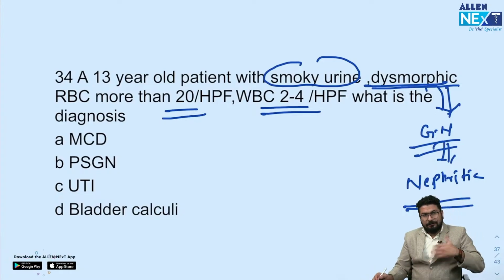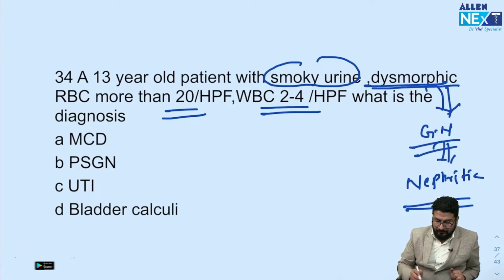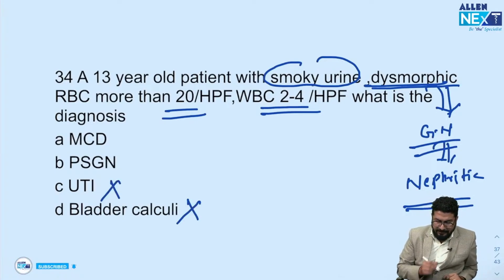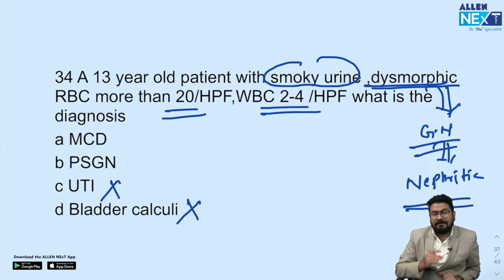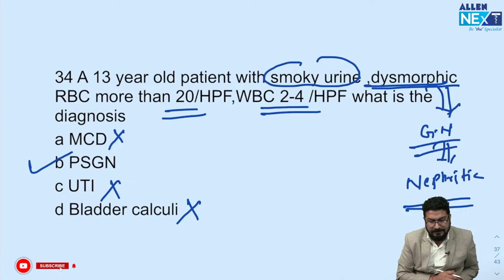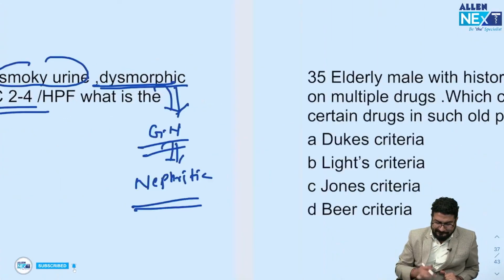Bladder calculi means bladder stone. Remember, a bladder stone will also have hematuria, but first, it will not be smoky, and second, there will be no dysmorphic RBCs. In calculi you will see isomorphic RBCs. It will not be UTI. MCD has more proteinuria and is mainly a nephrotic disorder. So the answer for this question is PSGN, post streptococcal glomerulonephritis.